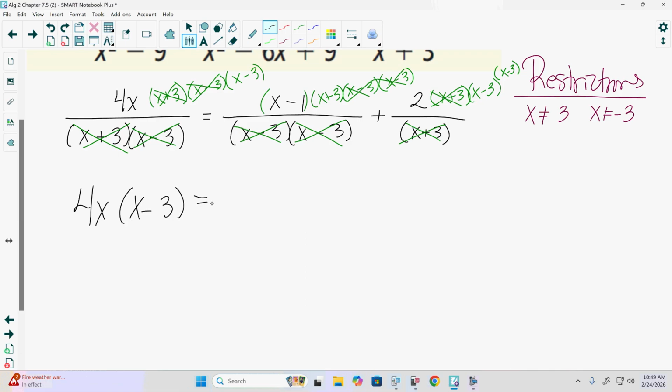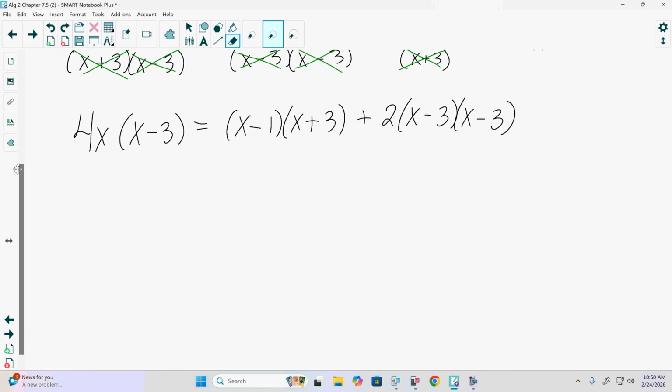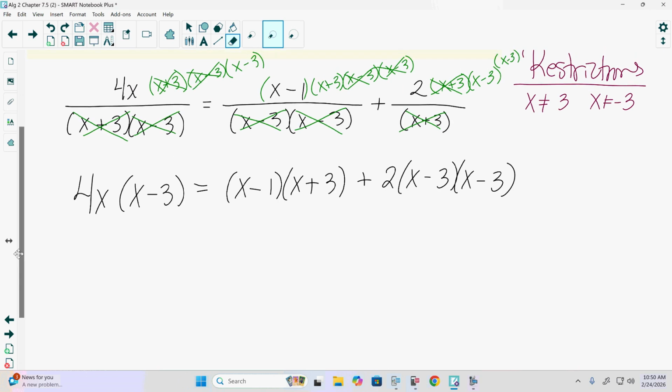4x times x minus 3 is equal to x minus 1 times x plus 3 plus 2 times x minus 3 times x minus 3. So this time the least common denominator is x plus 3 times x minus 3 times x minus 3. And once we finish multiplying through, yes.